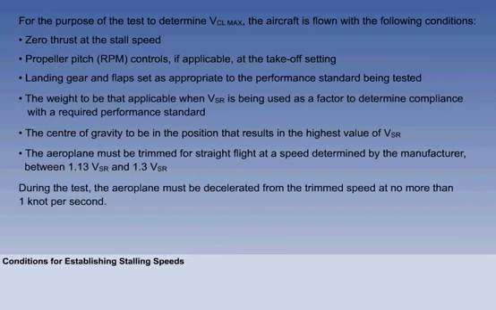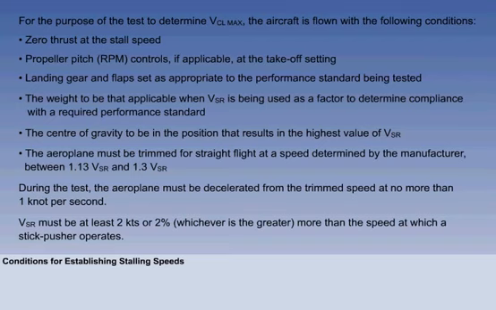During the test, the aeroplane must be decelerated from the trim speed at no more than 1 knot per second. An additional condition, which applies when the aircraft is fitted with a stick pusher, is that the reference stall speed may not be less than 2 knots or 2%, whichever is the greater, above the speed at which the device operates.